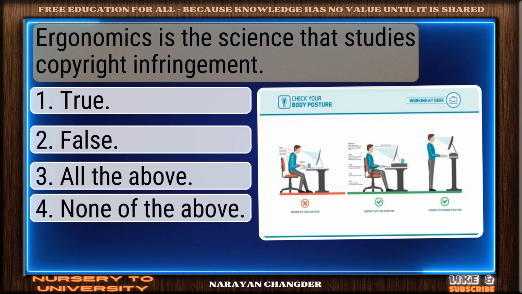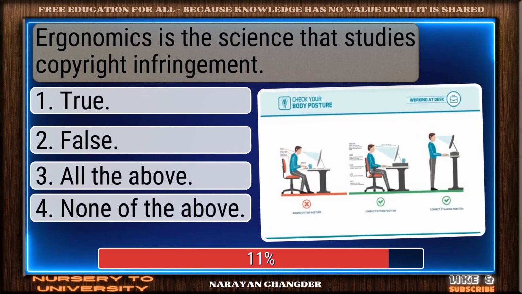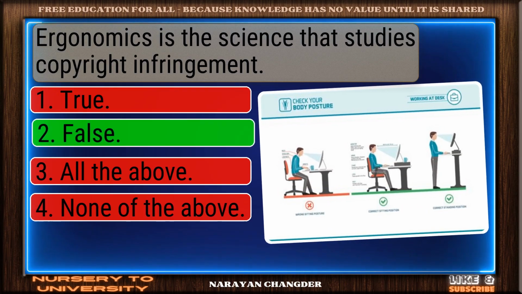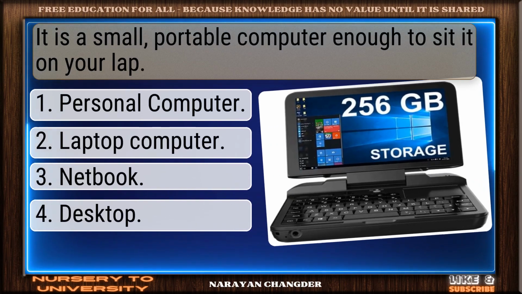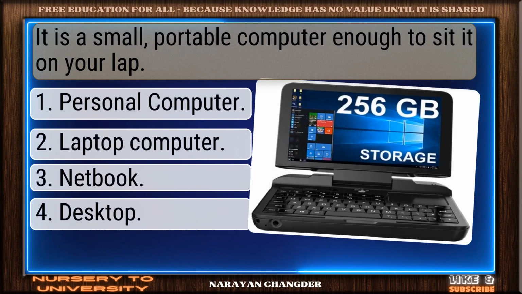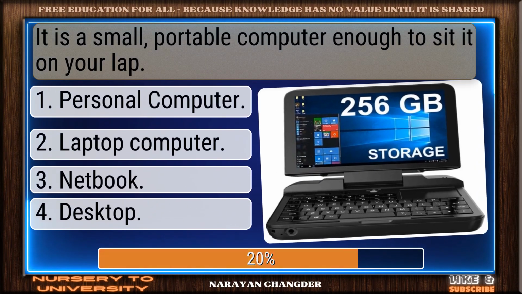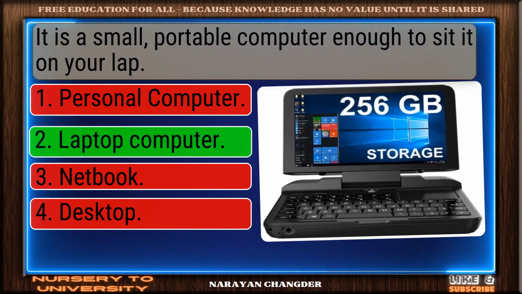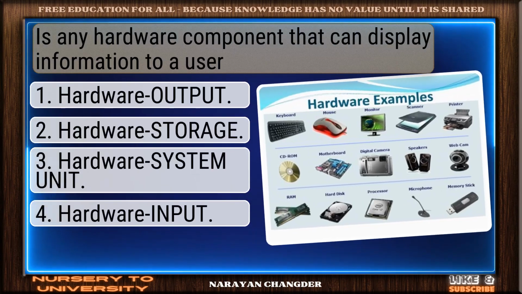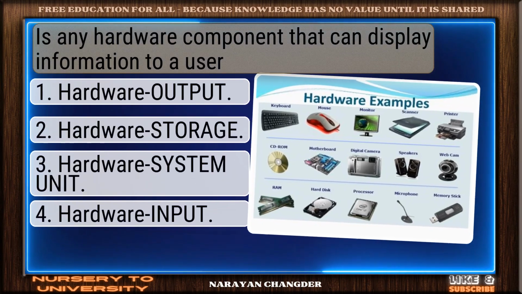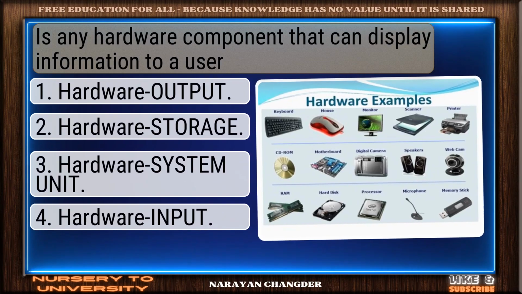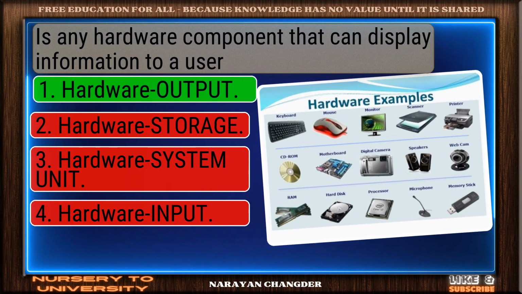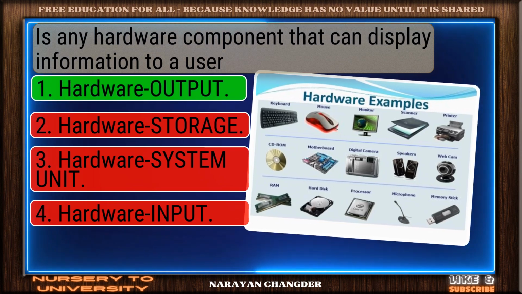Ergonomics is the science that studies copyright infringement. Perfect. False is the one. It is a small, portable computer small enough to sit on your lap. On track. Laptop computer is correct. Is any hardware component that can display information to a user? Well done. Hardware output is right.